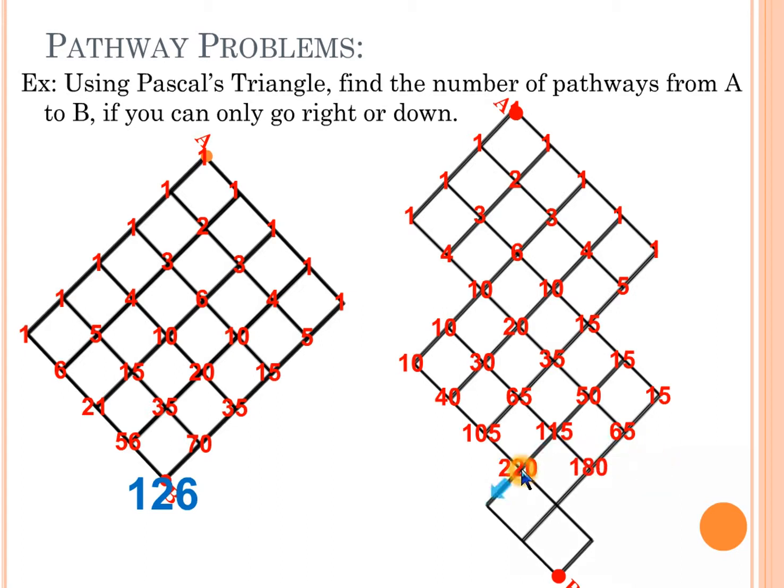Now if there's 220 ways at this point, then this point will also be 220 ways. Then we add these two numbers together, then we get 400. If there's 400 ways here, there must be, well, let's add these numbers first, and then we get 520. And if there's 400 ways to this point, then this point will also be 400. So finally, to get to point B, we just add 520 to 400, and we get a total of 1,020 ways from A to B.